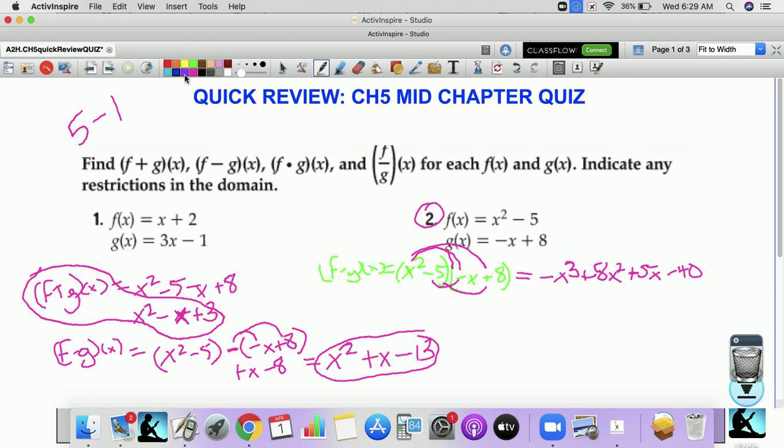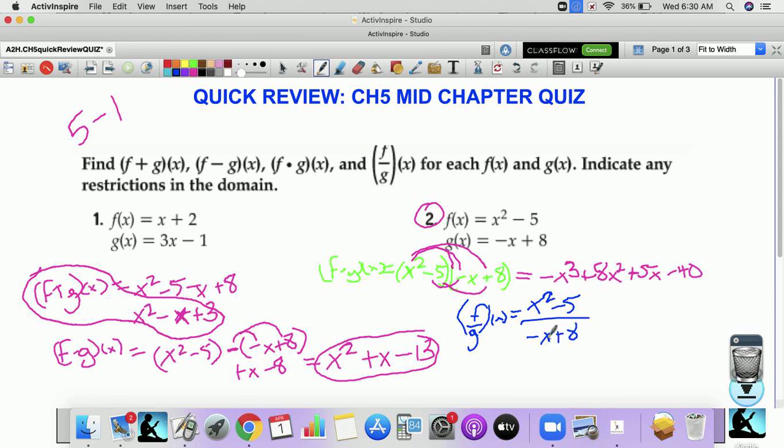Lastly, I have division. And I know this was kind of confusing for you folks because we just spent all this time doing long division and synthetic division with remainders. But with division and this stuff, if there's a remainder, we're just going to leave it as a fraction. So we are doing f divided by g of x. And in f divided by g of x, I'm going to have an x squared minus 5 up top. And I'm going to have a negative x plus 8 below.